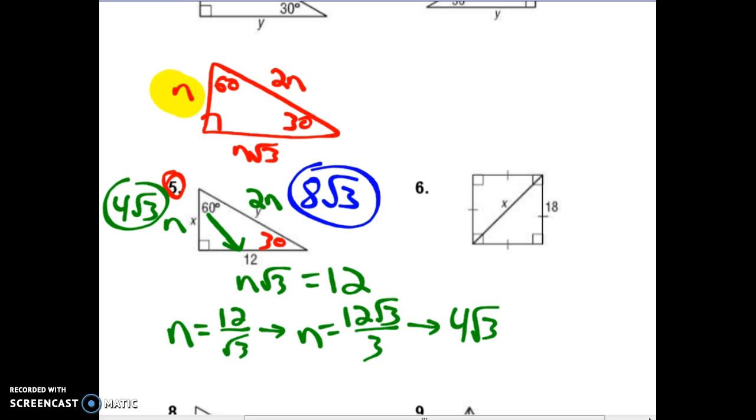All right, ladies and gents, that's it. That's all. Between those problems, we should have a pretty decent grasp on how to get through these missing side problems, especially for this review prior to the quiz.